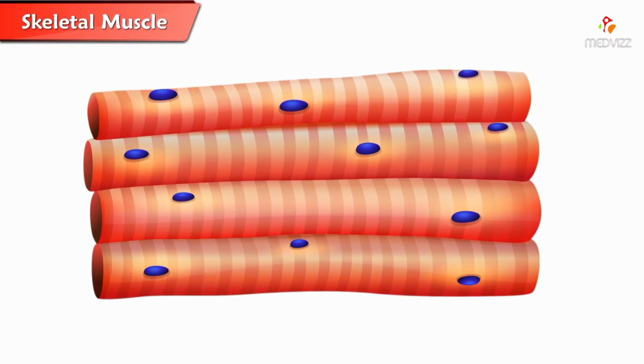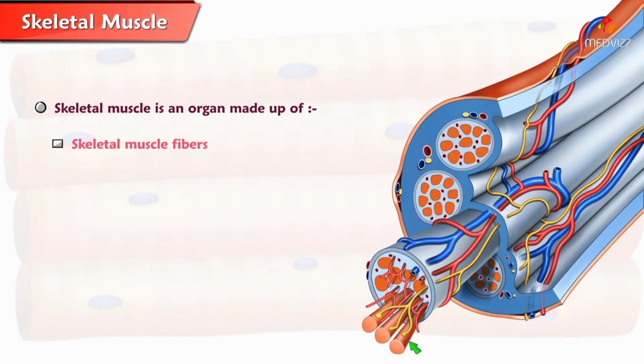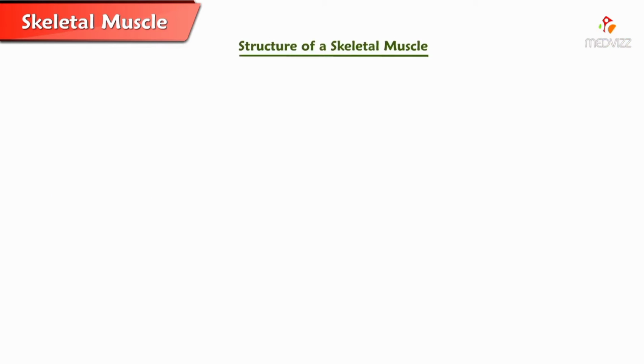Skeletal muscles. Skeletal muscle is an organ made up of skeletal muscle fibers, connective tissue coverings, blood vessels, and nerve fibers. Structure of a skeletal muscle.